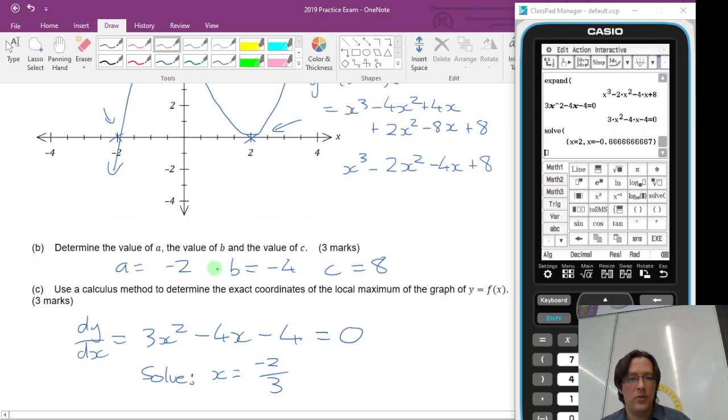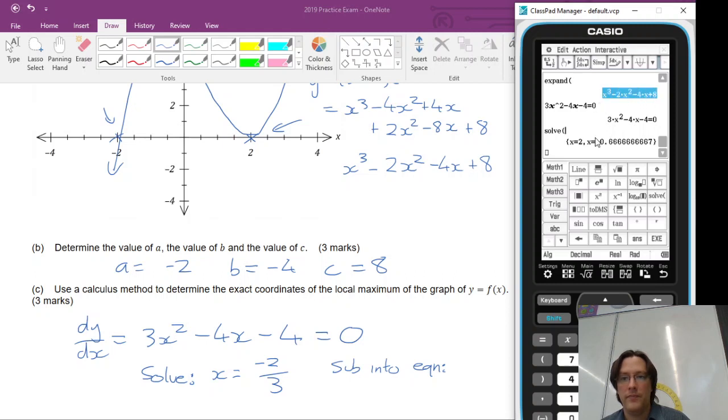So what's the exact coordinates? We put -2/3 into there. So we sub into the equation. So that's our equation there. And what I can do is I can actually do my little given line, given x equals -2 on 3, 9.48.